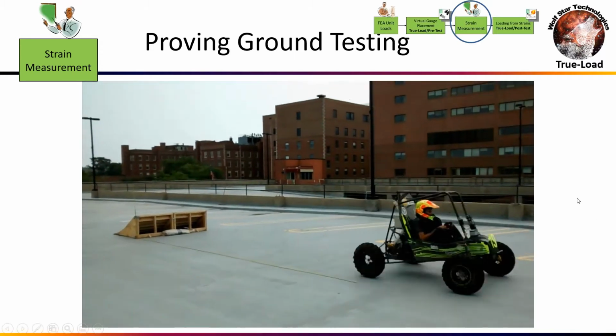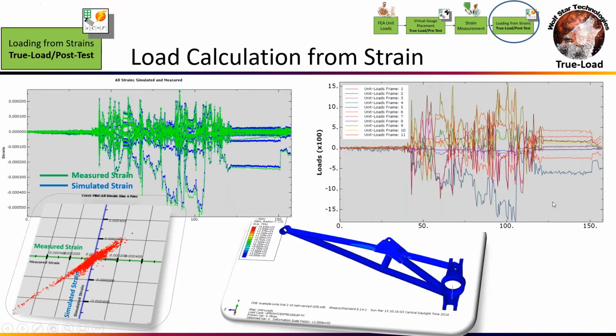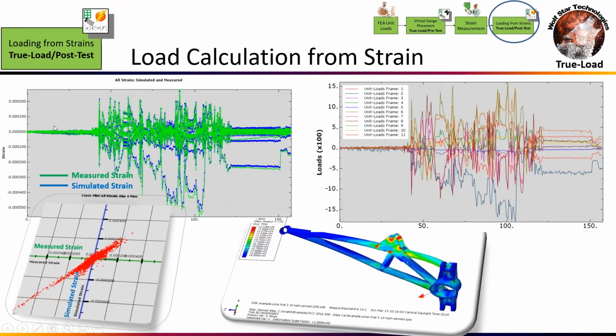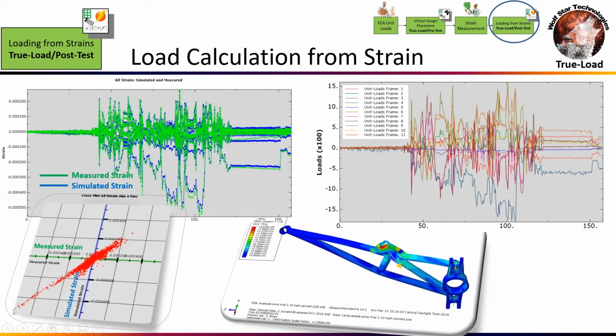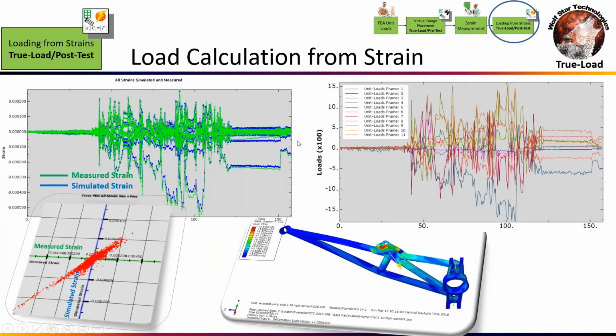So this next slide here is showing some strain data that we collected off this jump. And so what you see on the top left here, the green curves are the measured strains from the jump. We take these measured strains, multiply them by our correlation matrix to produce the time histories of loading for our 11-unit load cases on the structure.